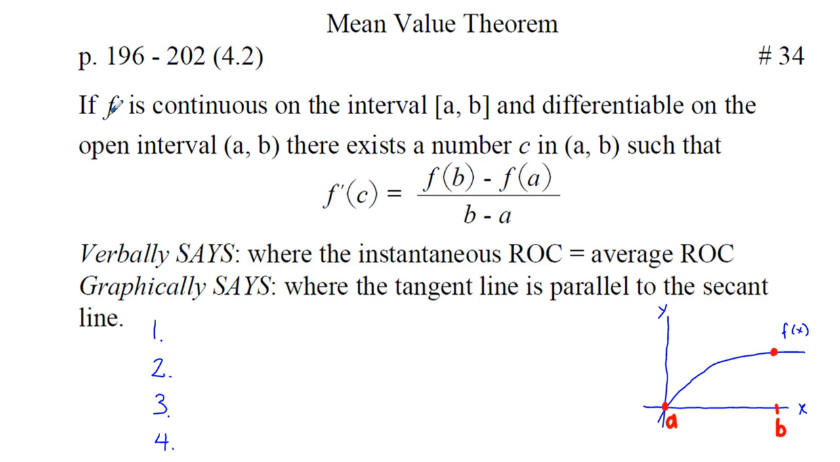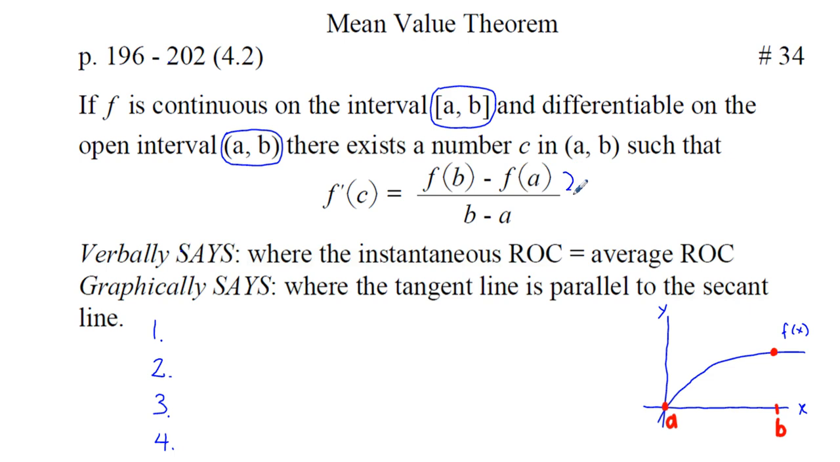Mean Value Theorem. If f is continuous on the interval from a to b, and with these brackets, that means we call that a closed interval, and differentiable on the open interval a to b, and this time we have our interval described with parentheses, there exists a number c in the interval between a and b such that f prime of c equals f of b minus f of a over b minus a.